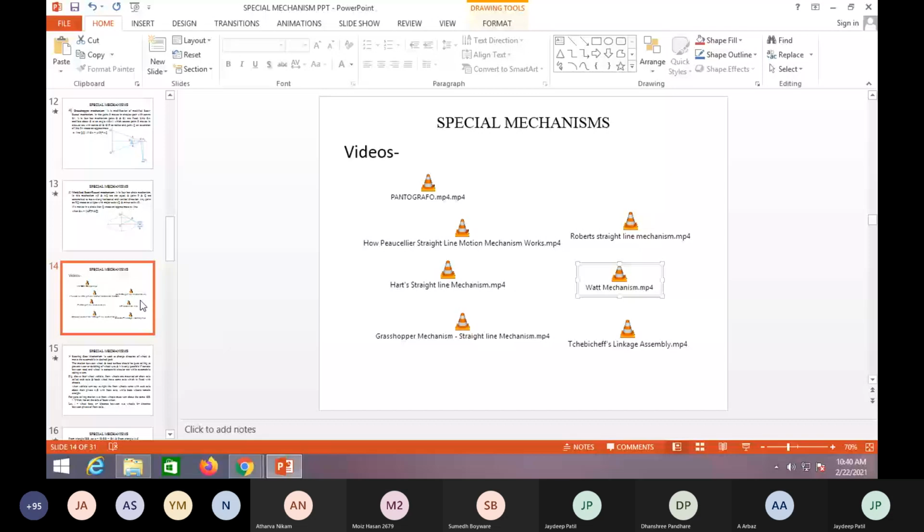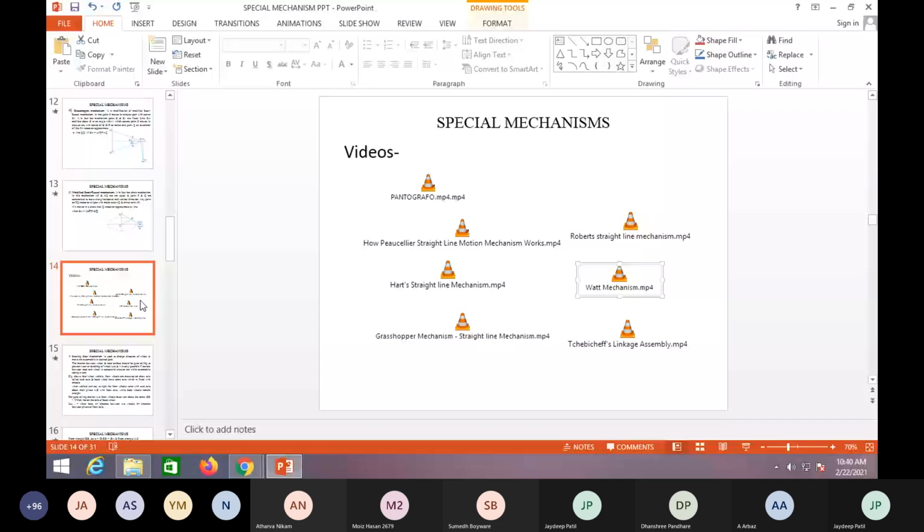Or the remaining mechanisms: your Hart mechanism is again a very important mechanism. Hart mechanism is your exact straight line generating mechanism. Then in approximate straight line generating mechanism, grasshopper mechanism and Tchebicheff mechanism, these 2 are very important from your exam point of view.